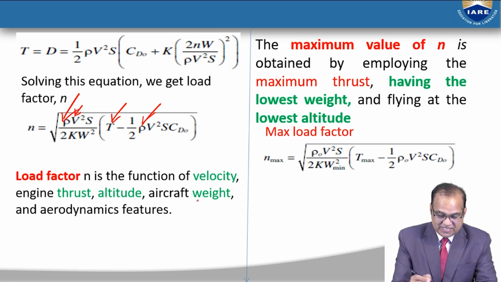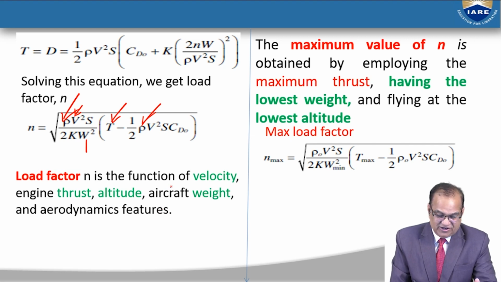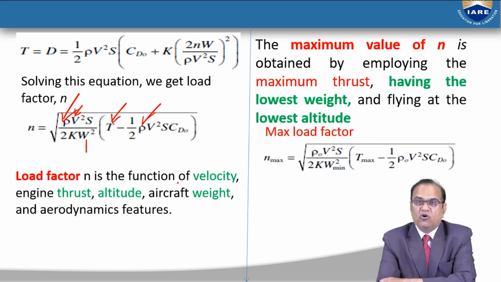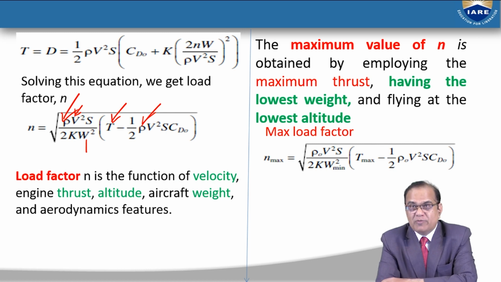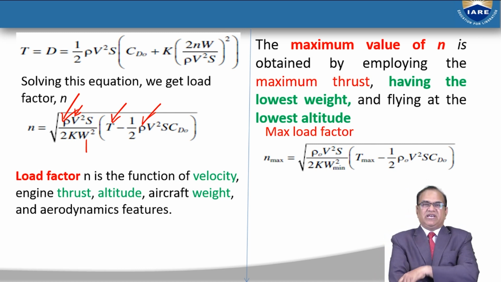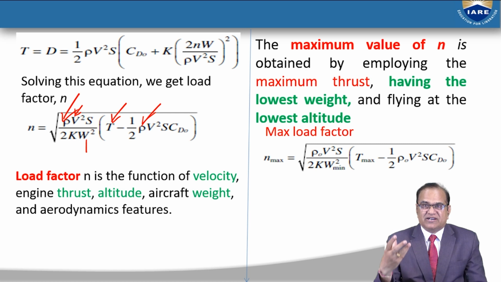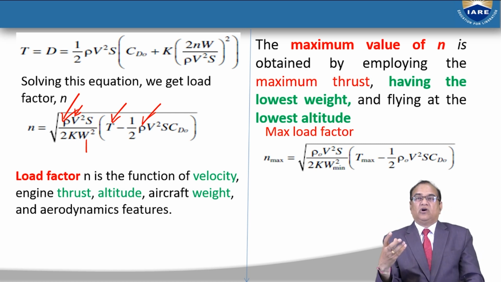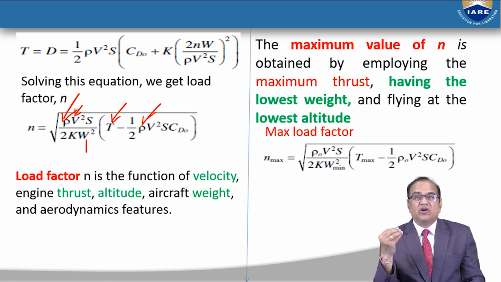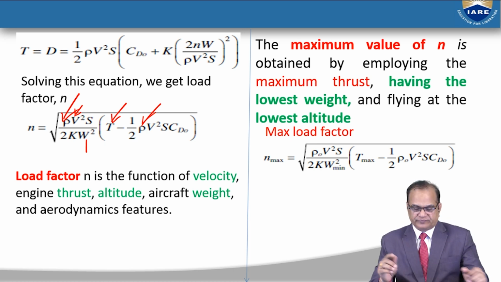Altitude, aircraft weight W, and the aerodynamic features, that is the CD naught and all. So the load factor depends upon many factors, like the velocity of the aircraft, the engine thrust or power produced, how much altitude your aircraft is flying at, how much weight the aircraft has, and what the aerodynamic characteristics are, like CD naught, the zero lift drag. All these features have to be considered.